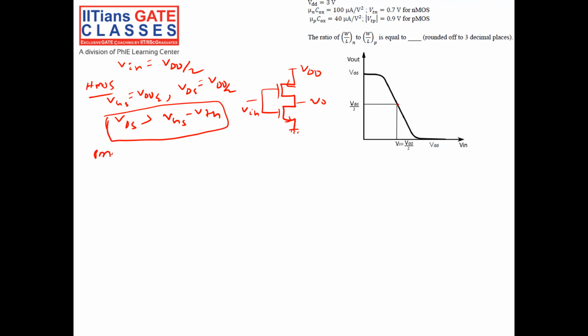Similarly, for my PMOS, you see VSG is equal to VDD minus VDD by 2, which is VDD by 2, right?